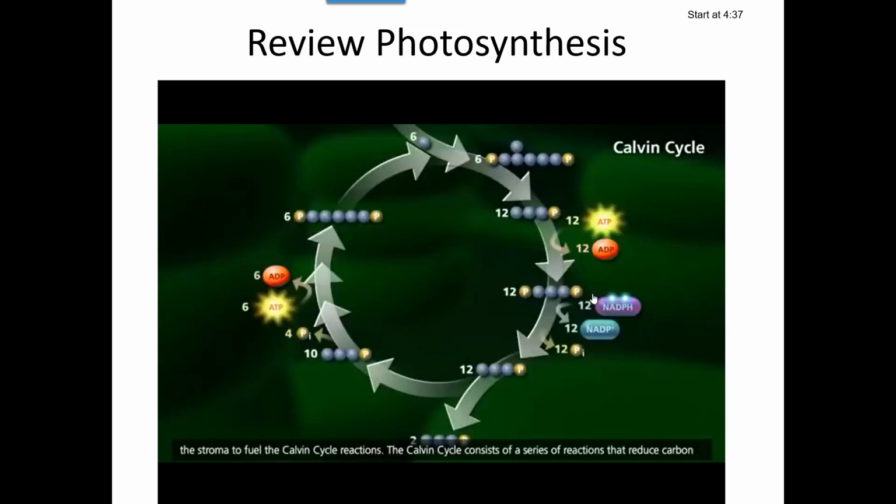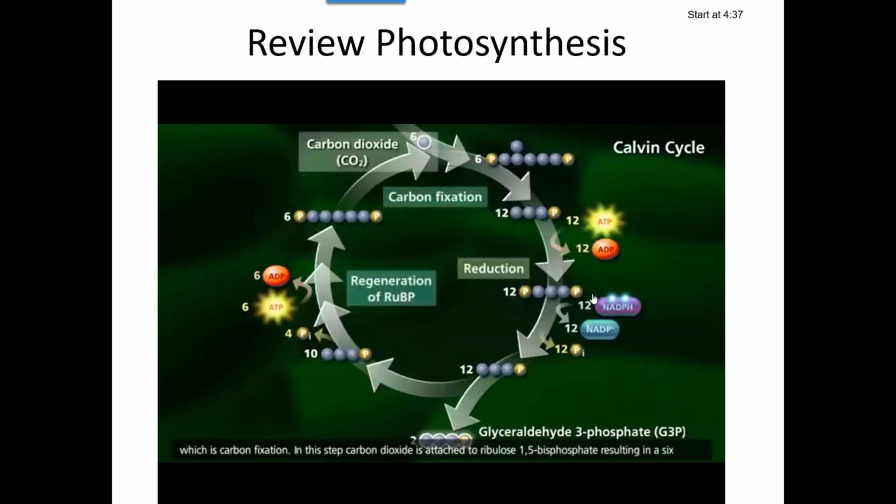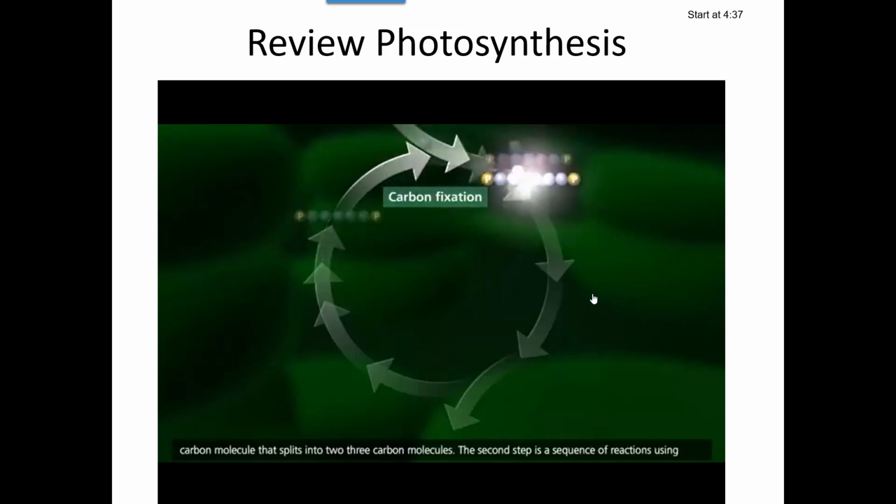The Calvin cycle consists of a series of reactions that reduce carbon dioxide to produce the carbohydrate glyceraldehyde 3-phosphate. The cycle consists of 3 steps, the first of which is carbon fixation. In this step, carbon dioxide is attached to ribulose 1,5-bisphosphate, resulting in a 6-carbon molecule that splits into 2 3-carbon molecules.